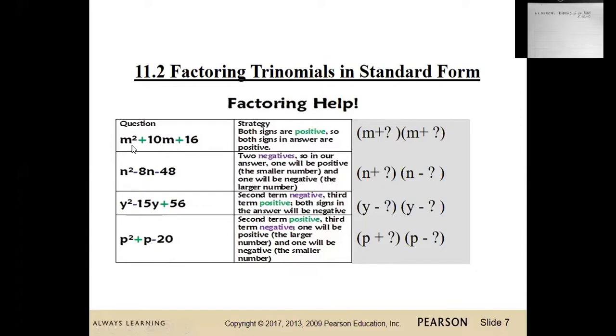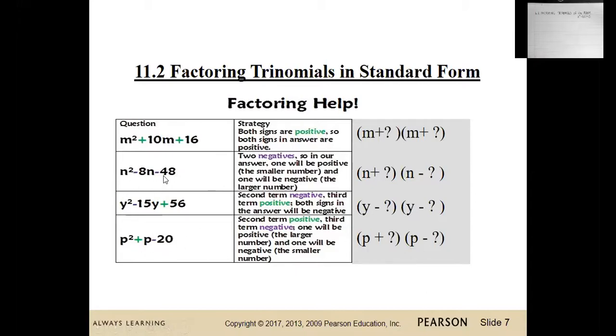All right. The first type is when everything's positive. That's probably the easiest one because both of the binomials are going to be positive. Okay, so you would set it up n plus, n plus, and then we'll get into how you find the numbers that go into where these question marks are. So that's kind of what I always want to do first, is set up what it's going to look like.